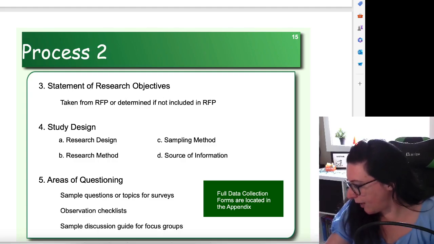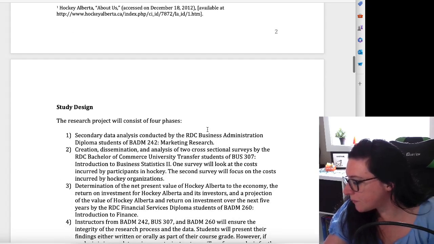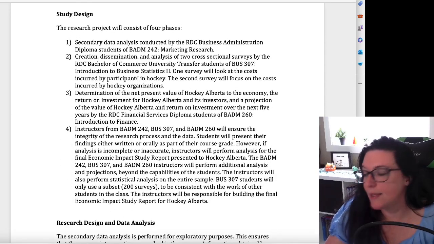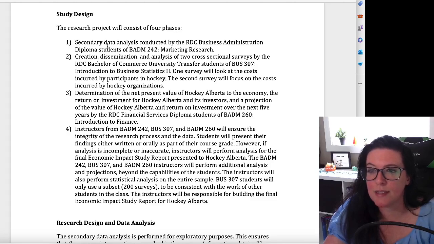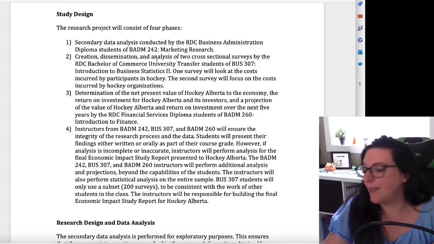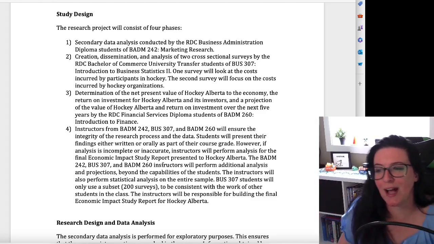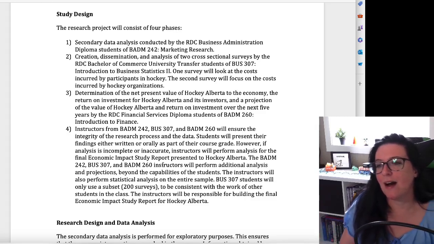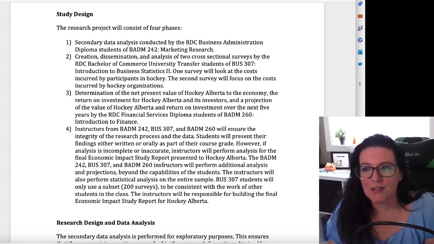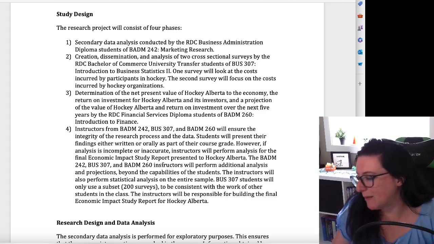If we go back to the example we were looking at before, this study design starts with secondary data analysis. So what already exists in terms of information about the costs related to hockey. Then there is going to be a cross-sectional survey that is conducted of the participants in hockey. And then in terms of the analysis, there's going to be the forecasting model. This particular one, we designed it to use students from multiple different classes, a marketing research class, a stats class, a finance class, and then our practicum students would pull it all together. So they were all part of the study design.